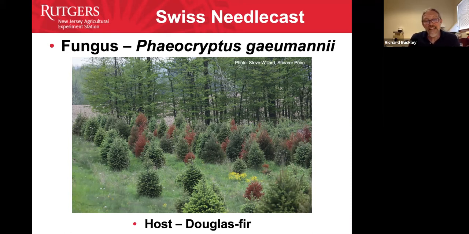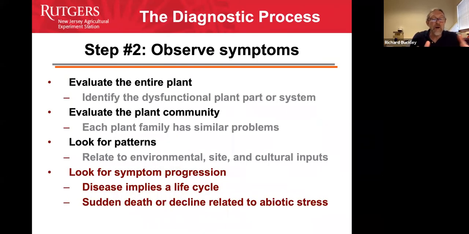And so in a choose-and-cut, they replace the trees randomly. They're using Shuswaps because they had Rhabdocline last year, and Shuswaps break bud late, after Rhabdocline comes. So they don't get that disease, but they break bud into Theocryptus, the Swiss needle cast. So the needle cast gets you coming and going. But again, it's just random among trees that are in the susceptible condition when the fungus blows by. So again, it's random versus uniform, and that's going to help us with abiotic versus biotic.